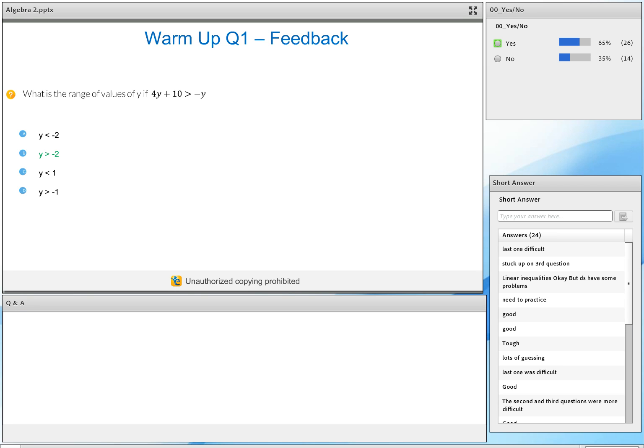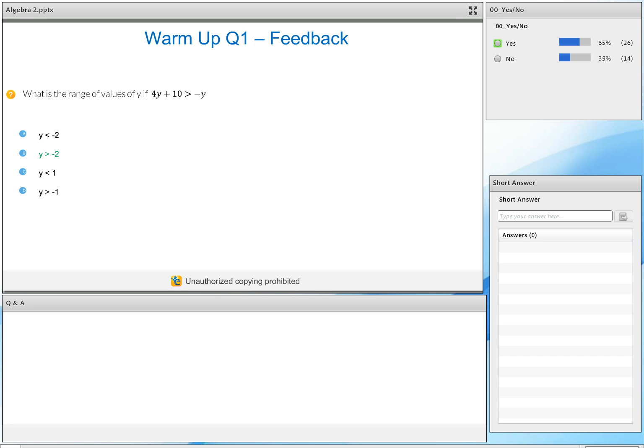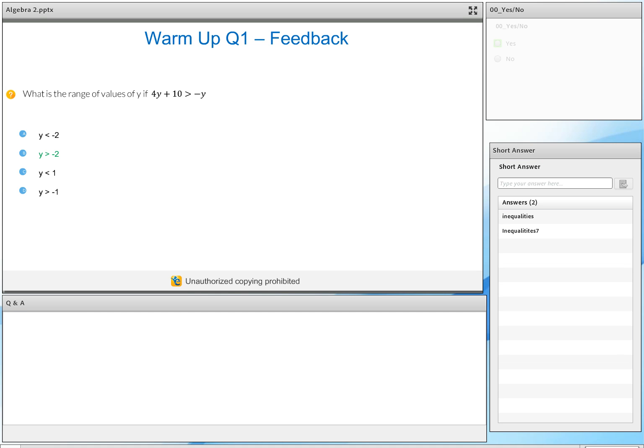So let's go through this now. What is the range of values of y if 4y plus 10 is greater than minus y? What is the concept that we are testing here in question number one? Inequalities. Yes, inequalities. It's a simple question in which we are testing whether you can solve inequalities or not. How to solve inequalities, that's what we are testing.